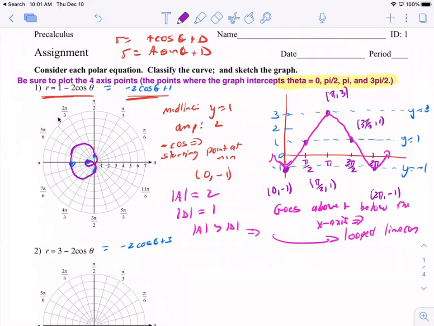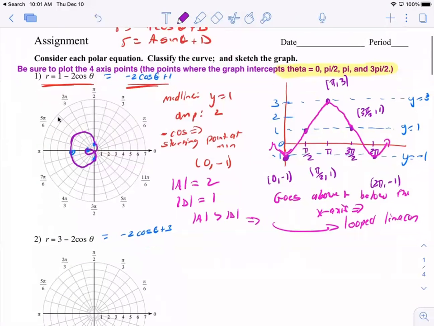We know that this is a loop limacon. We should also say that it's horizontal and mainly on the left. We know all of that because it's a negative cosine. Cosine is going to be horizontal, and negative cosine is mainly on the left.